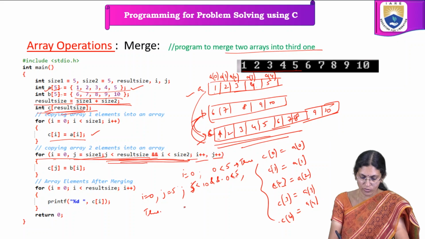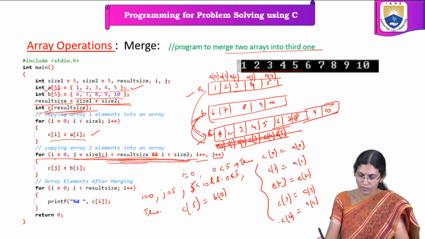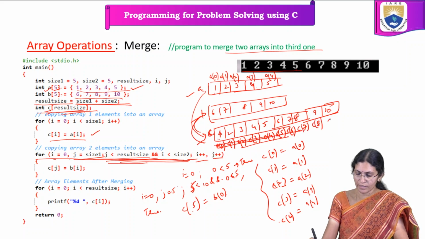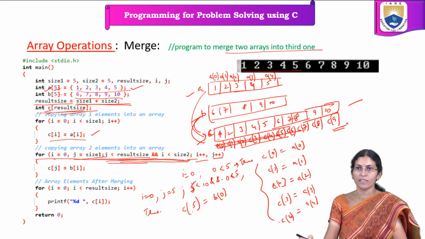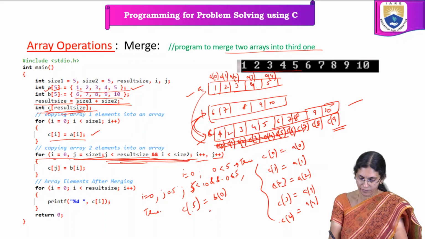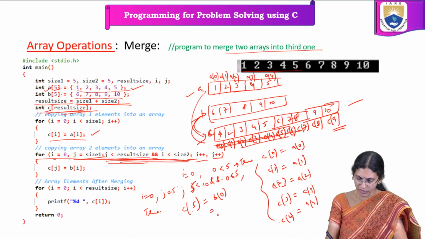When this condition is true, C of 5 will be B of 0. So B of 0 value is copied to C of 5. This is C of 0, C of 1, C of 2, 3, 4, 5, 6, 7, 8 and then 9. If we have 10 elements, the last element is accessed by the index 9. So this operation will repeat 5 times. B of 0 value is assigned to C of 5 now.